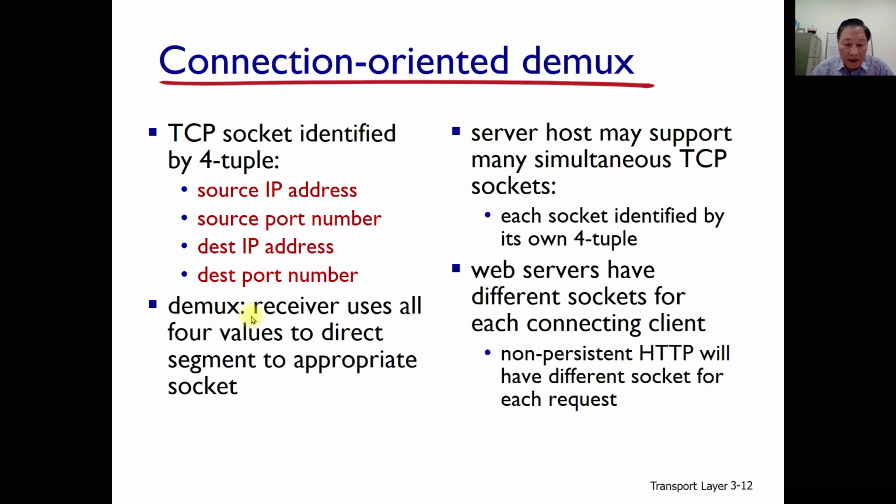Demultiplexing, let's focus on that first. The receiver uses all four values, the tuple, to direct the segment to the appropriate socket. The server host may support many simultaneous TCP sockets. Because the server is providing service for many different kinds of clients, there may be many simultaneous TCP sockets, and each socket is identified by its own tuple. The tuple is here.